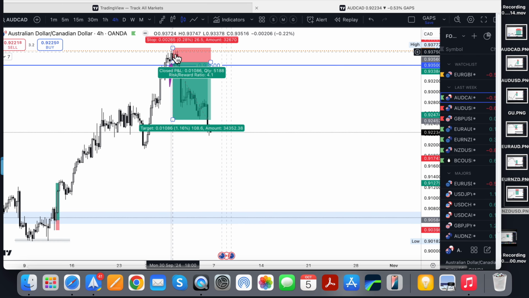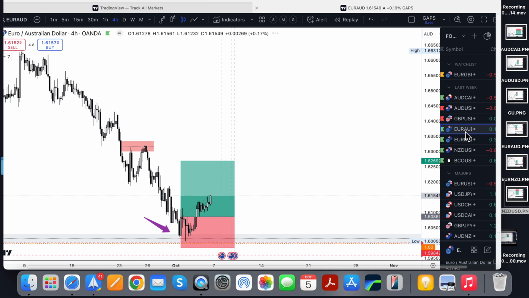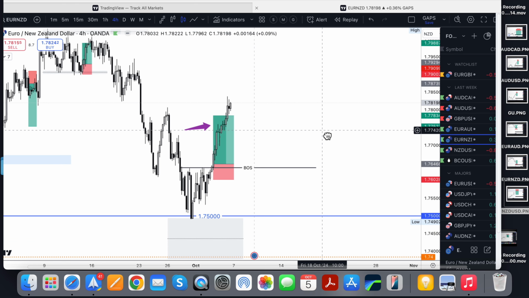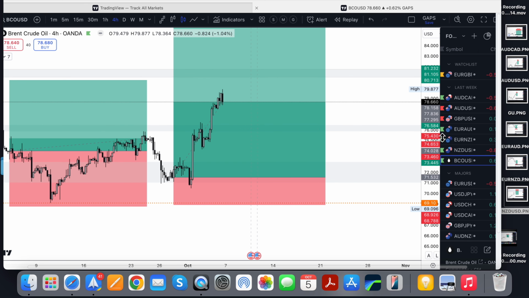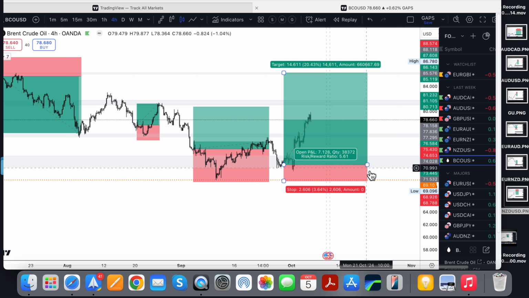AUD CAD, we entered this trade, you can see, so that's a successful trade at 4 to 1. Euro AUD is a trade that we're still in. Euro New Zealand was a 3 to 1. New Zealand dollar was almost a 3 to 1, and we're still in Brent crude oil. So we had 1, 2, 3 successful trades. We had 1 trade that we're actually still in, and we had 2 trades that we never took. But ultimately, all 7 were correct. They were all correctly identified, and they went in the correct area.